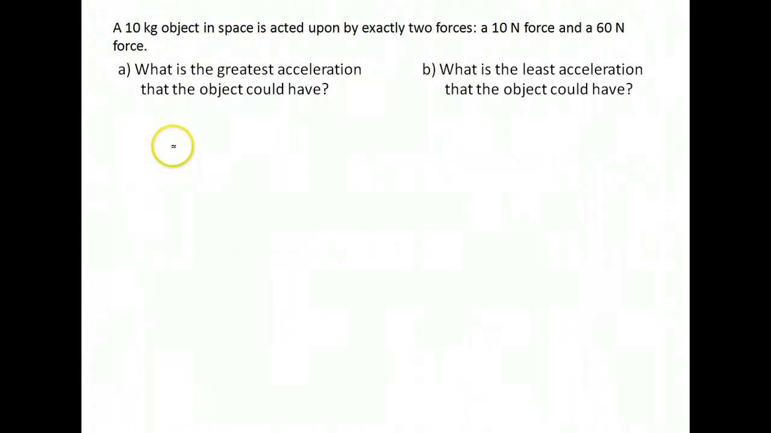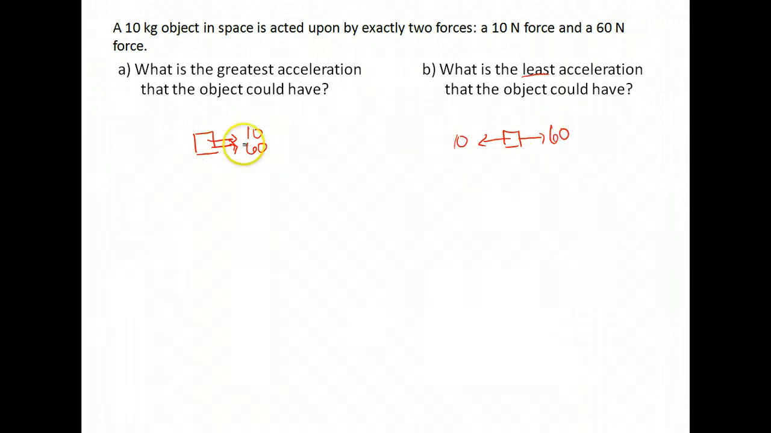Well, the greatest acceleration it could have is when those forces are in the same direction, and the least acceleration it could have is when those forces are in opposite directions. So I'm drawing their free body diagram. Same direction, those forces would be pointing the same way, and for the least acceleration, they would have to be pointing in opposite ways. So here we'd have 10 and 60, and here we could have 10 and 60.